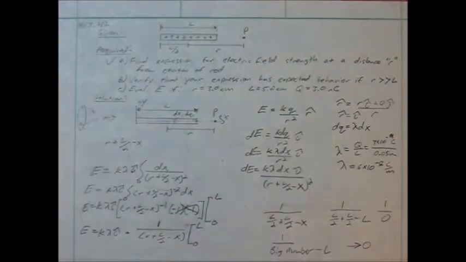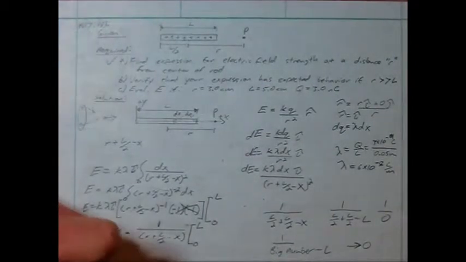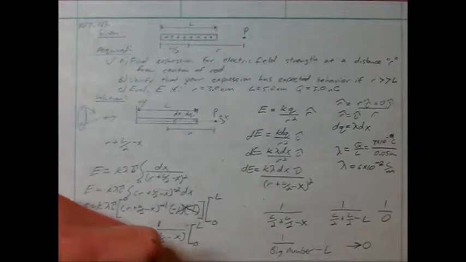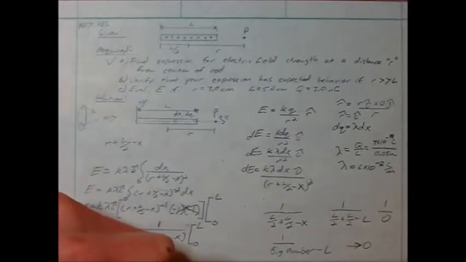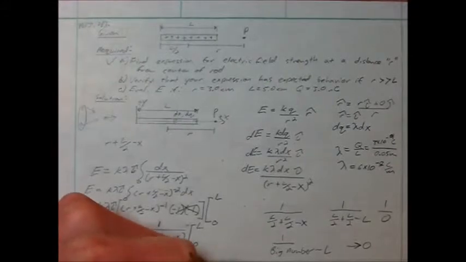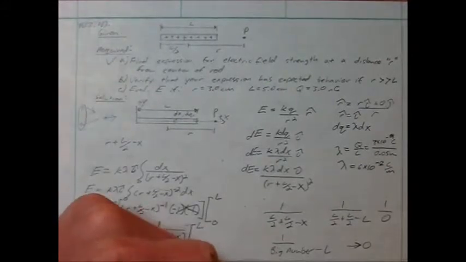Alright, so let's go ahead and do an evaluation. Let me throw up a second sheet of paper here. Copy down our formula first real quick, makes it easier for me. Times 1 over R plus L over 2 minus x, evaluated between 0 and L.